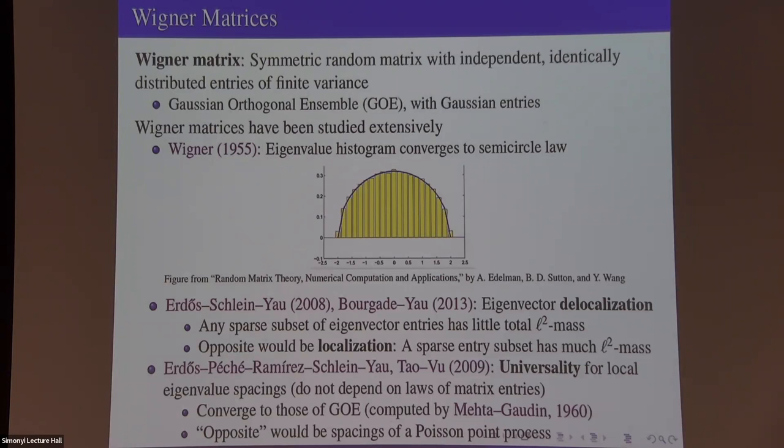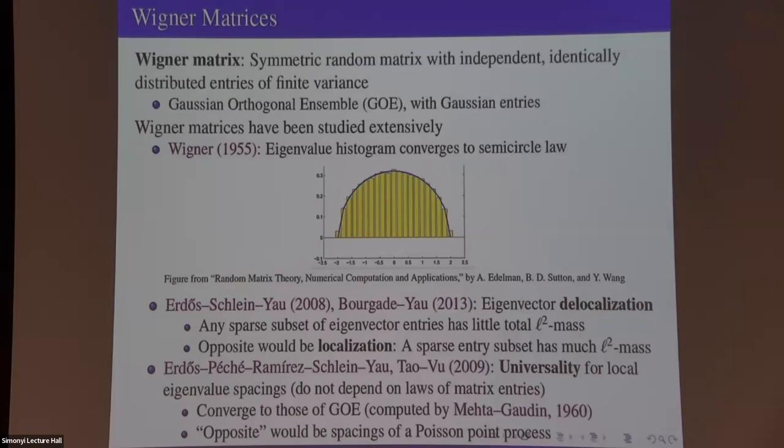On a more fine scale, you can ask questions about the eigenvectors and the spacings of the eigenvalues. On the level of eigenvectors, the works of Schlein-Yau and Bourgade showed that eigenvectors are delocalized. I'll be somewhat informal here, but basically, if I take some eigenvector of a Wigner matrix, then any sparse subset of its entries can't carry too much, say, L2 mass. The opposite of delocalization is localization, which means that there does exist some sparse subset of the entries of some vector that carries a lot of its mass. But for these Wigner matrices, it was shown that they're always delocalized. Okay, so that's on the level of eigenvectors.